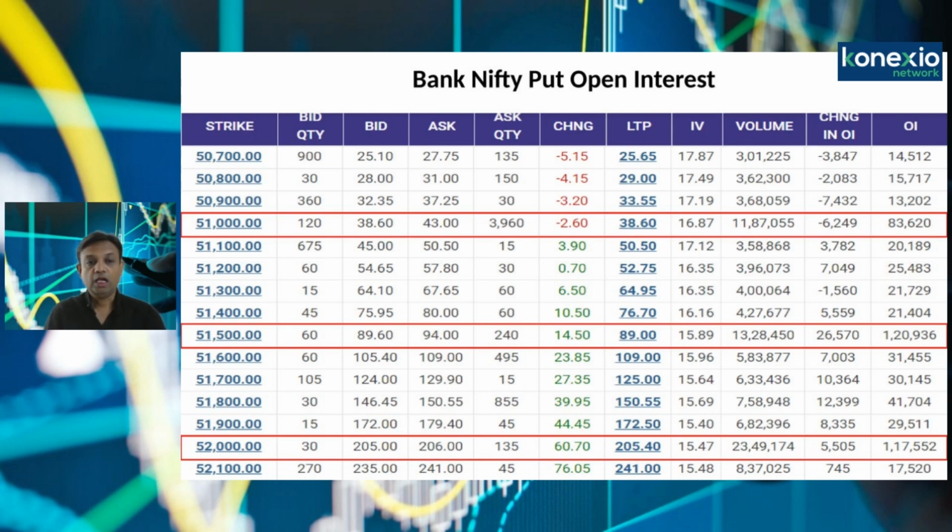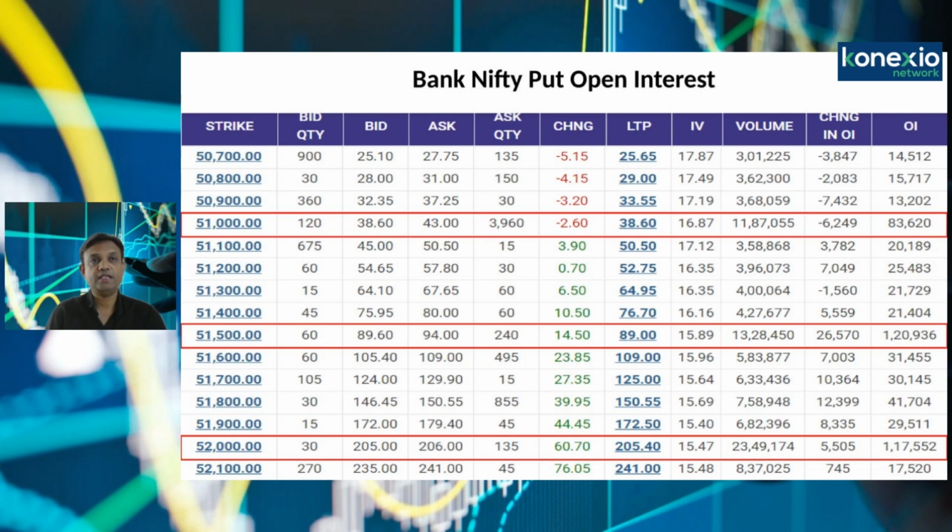Now here we can say that when Bank Nifty closes below 52,000 or 51,900, looking at these particular strike prices, we might see Bank Nifty heading more downwards, and it can slip down to the levels of 51,500. And again, if it closes below 51,500, then there are chances that Bank Nifty might slip down to the levels of 51,000. So definitely Bank Nifty is placed at crucial levels.